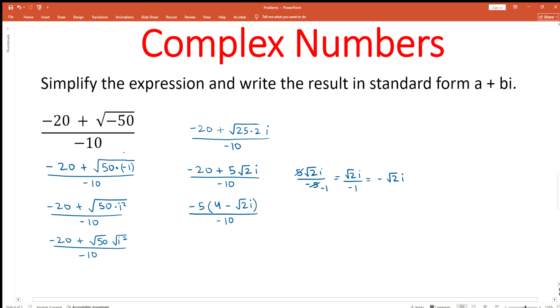Next, we can reduce -5 and -10. The negative signs cancel each other out and we can reduce 5 and 10. I get 4 minus square root 2 i over 2. We have to write the result in standard form, a plus bi, so we should break up this expression into two fractions. The first fraction is the real part of the complex number, 4 over 2, and the imaginary part is negative square root 2 over 2 i. We can reduce the fraction 4 over 2.